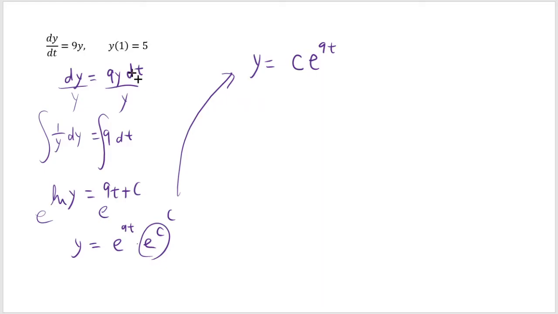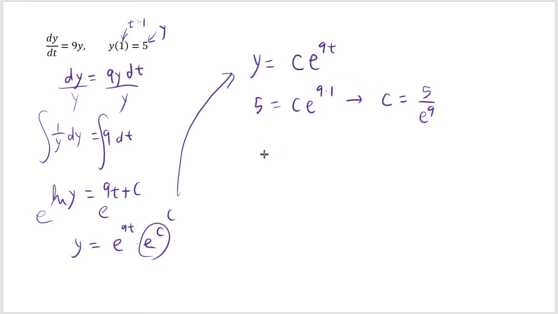This is almost done, but see, independent variable is t and the dependent variable is y. That means when you have y of 1 equals 5, that means when t is 1, y value should be 5. Right? So this c should be a constant such that that is true. So when y is 5 and t is 1, you have to solve this for c. So you can divide by e to the 9th power. So c is 5 divided by e to the 9th power.